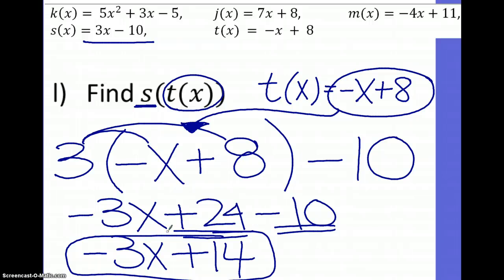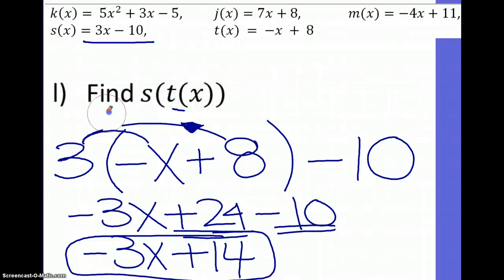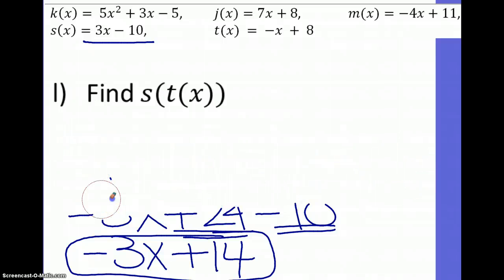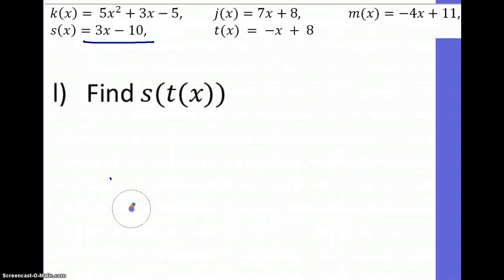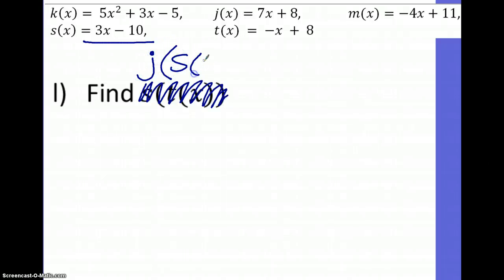I know that this problem is not on your paper, but I think you might need some more practice with these types of problems. So I'm going to do just one more, and I'm going to make it up right now. So let's say instead of this, I'm going to have something similar. So I'm going to say j of s of x. Because I don't have a number to put into s, I'm going to take all of my s function and plug it into j.